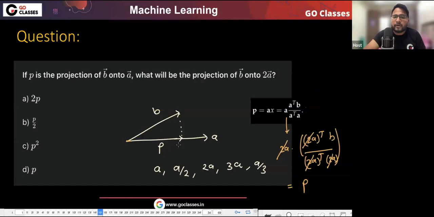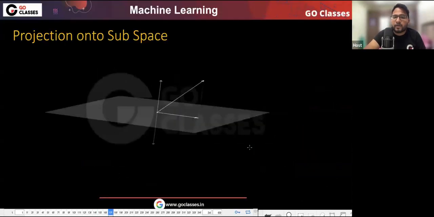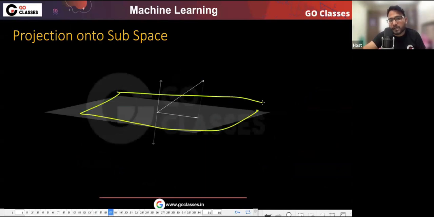So coming back to this, what I'm saying is that the choice of basis does not matter. Either you are taking a, or a by 2, or 2a, 3a, a by 3, whatever you're taking, the choice of basis does not matter. The only thing that matters is that you are projecting on this 1D space, which is a. So if I'm projecting on this particular vector space, do you think the choice of basis will matter?